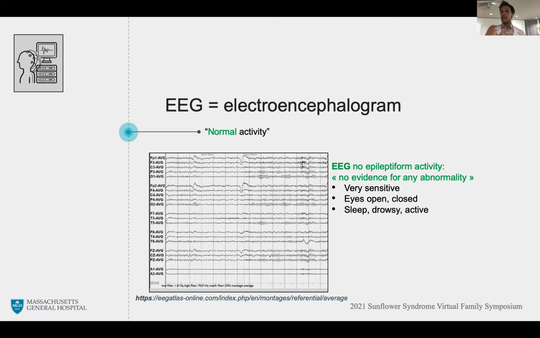And what you see is it's very sensitive. You can see, for example, the eye opening and the eye closing. You can also see if a patient is sleepy, drowsy, if he's active, if he's fast asleep. So you can see a lot with this EEG.